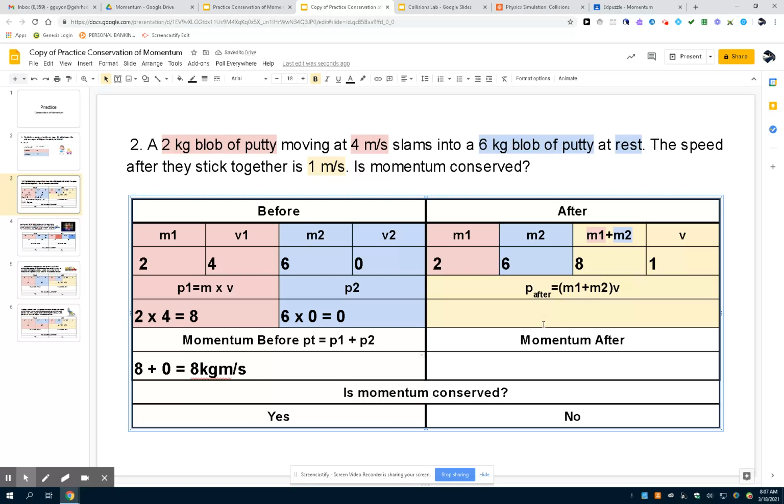And then on the other side, we do the same thing, but this time it wants us to use M1 plus M2. So we're going to use the 8 number, not the 6 or the 2, so just the 8. So we're going to take 8 times the V, which is 1, equals 8. So our momentum after, there's nothing to add since there's only one momentum, so it is just 8 kilogram meters per second. This is 8 and this is 8, so momentum is conserved. So we just highlight that.